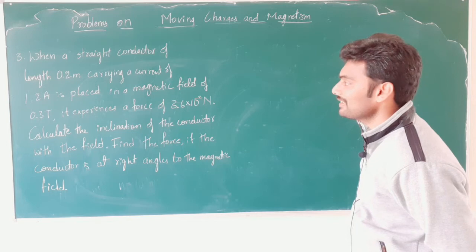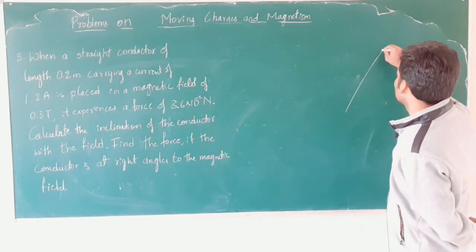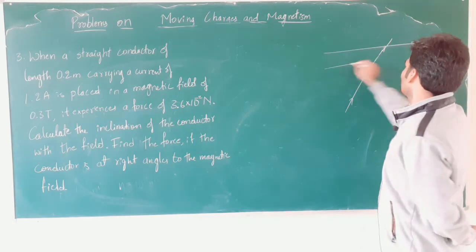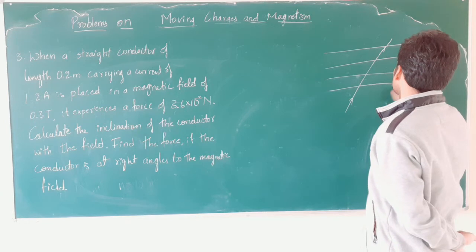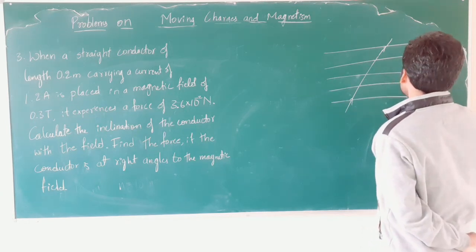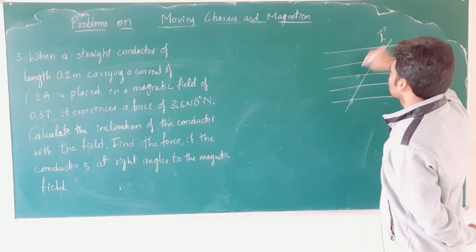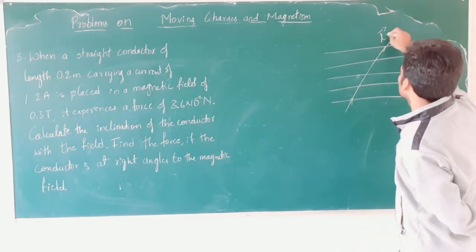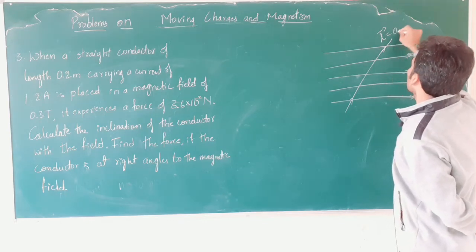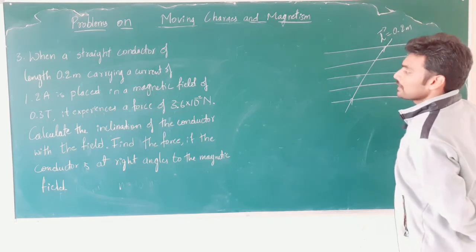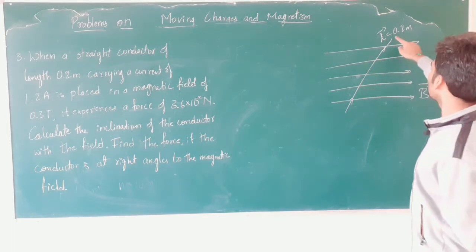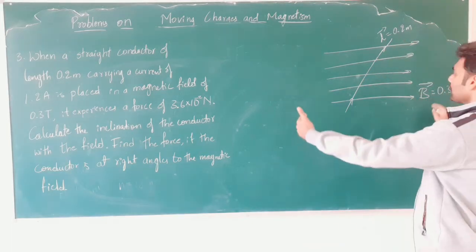So, initially the conductor is of certain inclination. This is how the current carrying conductor is. We can assume that the field is somewhat like this. This is B and this is our L, the length element through which we have a current. The magnitude of vector L is 0.2 meter. The magnetic field value is 0.3 Tesla.